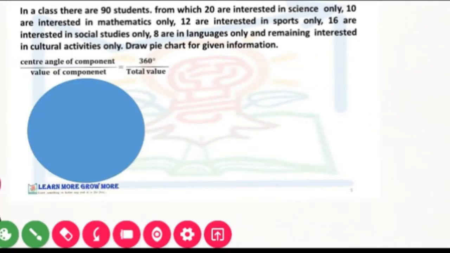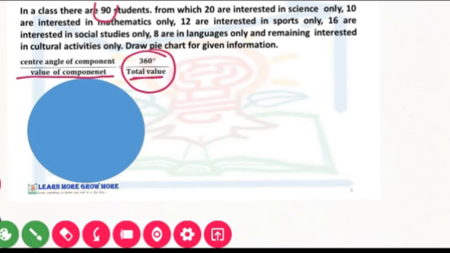In the previous session I gave a formula for the pie chart, which is: the center angle of the component divided by the value of the component is equal to 360 divided by the total value. Here the total value means this 90 students which we represented, is called the total value.